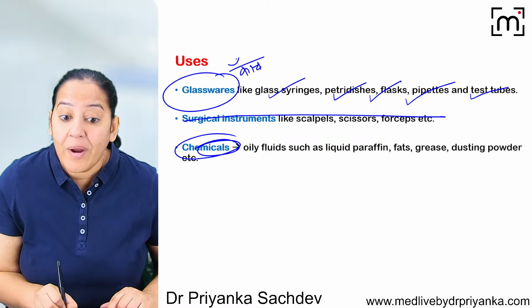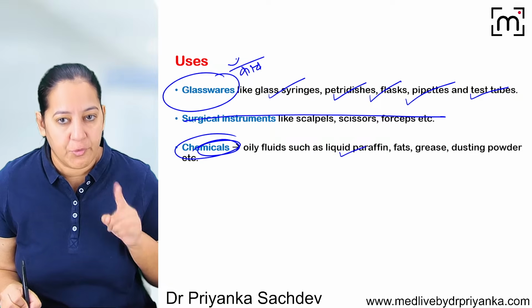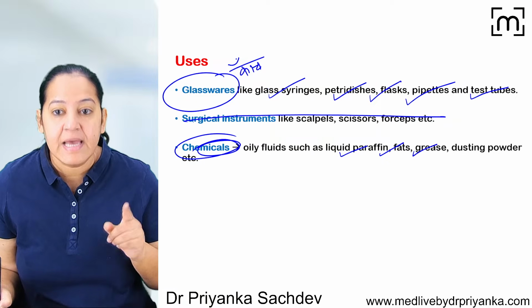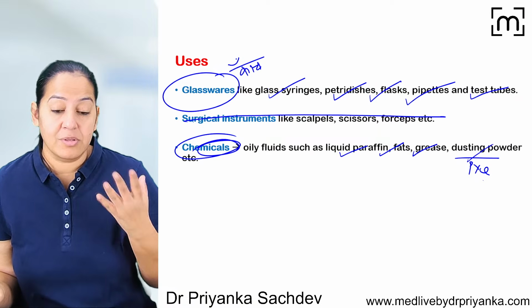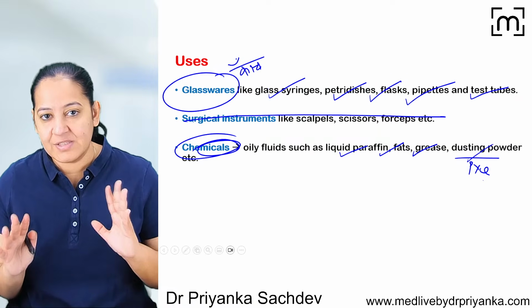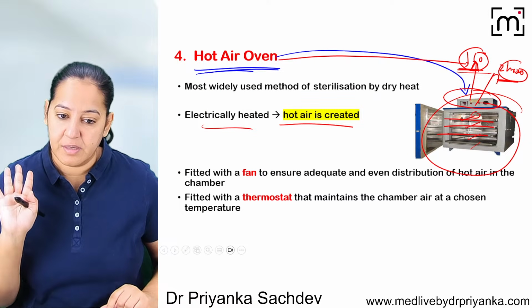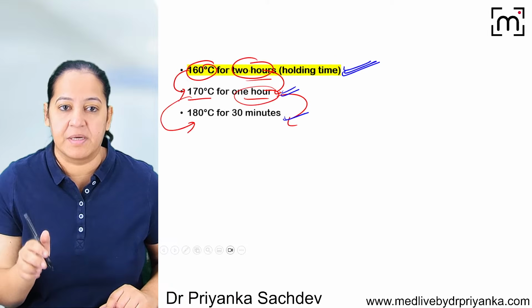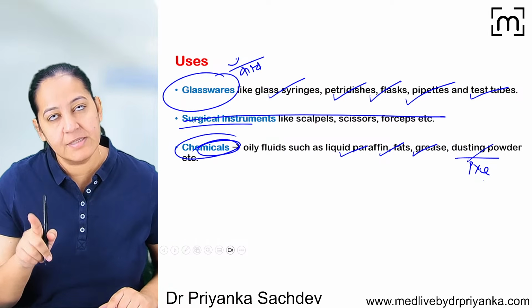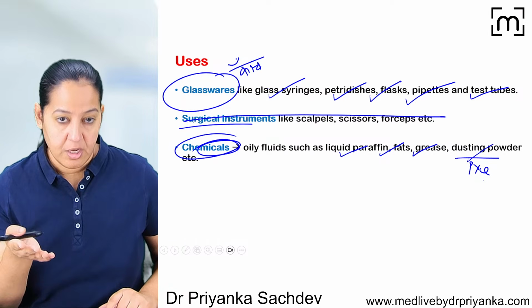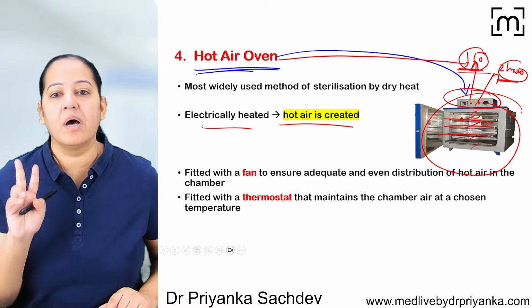Number two, chemicals, oily chemicals. For example, liquid paraffin, fat, grease, dusting powder. There is a PYQ on dusting powder, okay? Dusting powder is also an oily chemical. If you want to sterilize an oily chemical, this is the best instrument. So for glass and oily chemicals. Surgical instrument, this is the second best, that's why I have removed it. For surgical instruments, the best is autoclave, that I will teach you. But this is the second best. Okay, so learn the two uses.